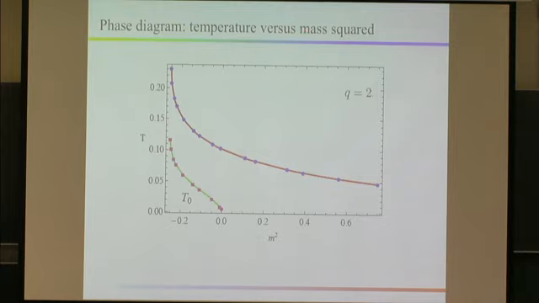We take the Q equal to 2 case. Here, this line describes the critical temperature for the second order phase transition. And this one describes the zero order phase transition here. Here's the mass squared.